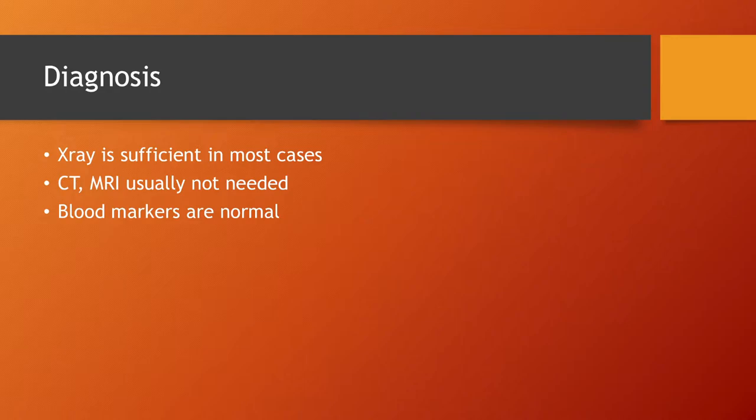Diagnosis. For osteoarthritis, X-ray is almost sufficient in 90% of the cases. In occasional cases, you can go for CT and MRI, and usually the blood markers like ESR are normal. If you have a little confusion, for example the patient may be having pain in the joints because of osteoarthritis of the interphalangeal joints, you can go for blood investigations like anti-CCP, RA factor or ESR. In rheumatoid arthritis, they will be increased, while in osteoarthritis all the blood markers, all the inflammatory markers, will be more or less normal.